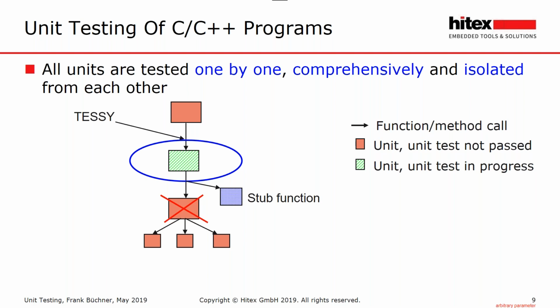Unit testing means the units are tested one by one, comprehensively, thoroughly, and isolated from each other. Isolation can be at two points: at the point of the calling function, which is depicted here, and if the function calls other functions or units itself, there is another point of isolation. What is the advantage of this isolation?